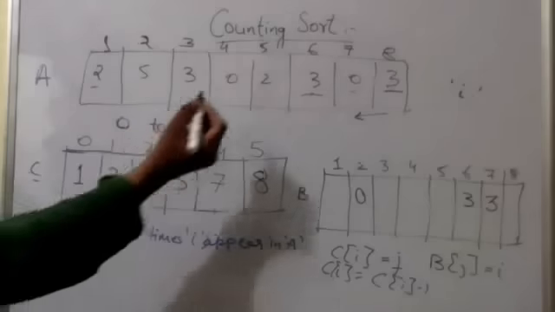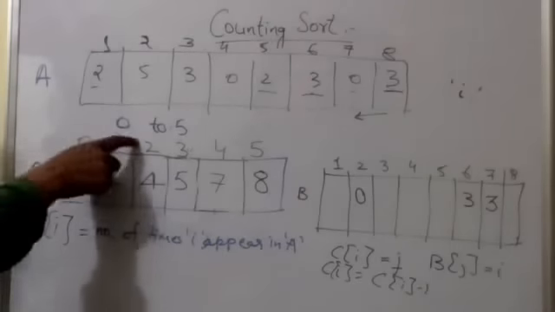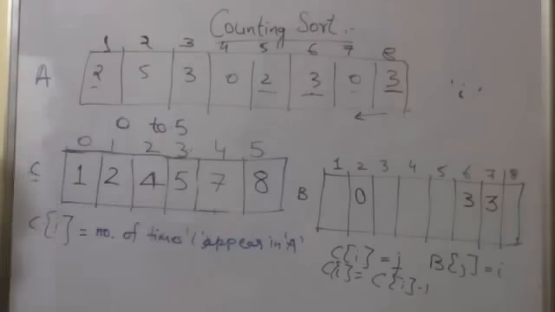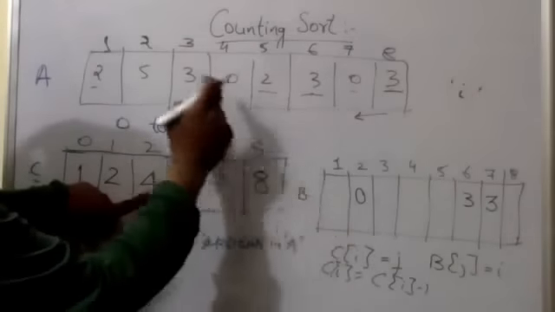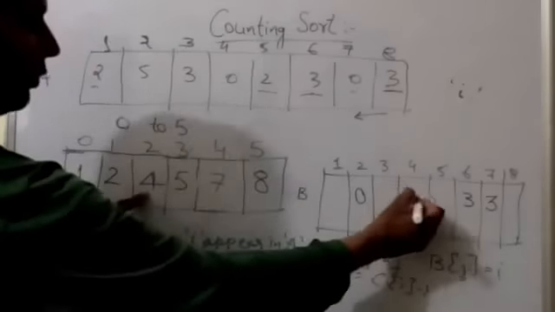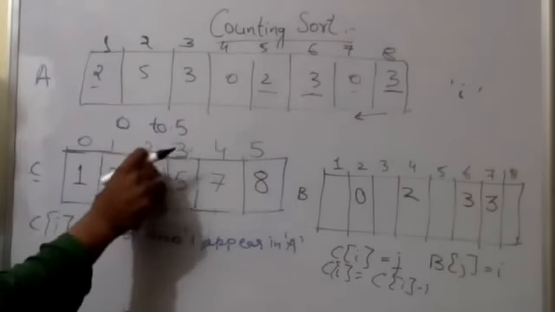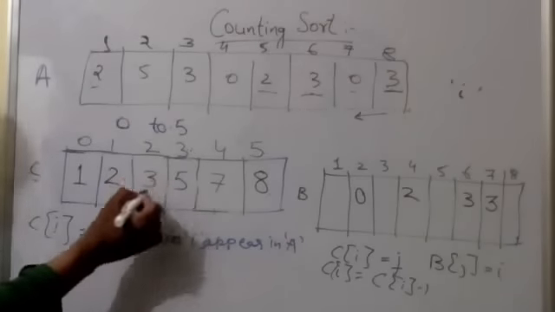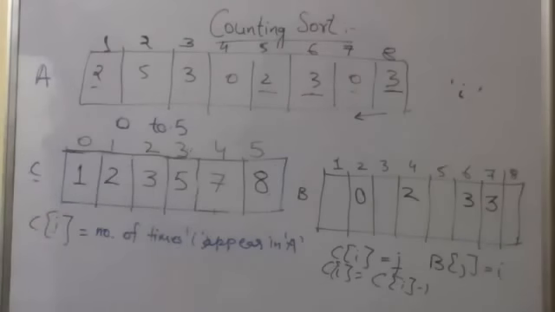Now the next element is 2. Now the value stored at index 2 in array C is 4, right? So at index 4 in array B we will store 2, and then we will decrease this value which is stored at index 2 in array C by 1. So we will decrease 1 from 4, then it will become 3.